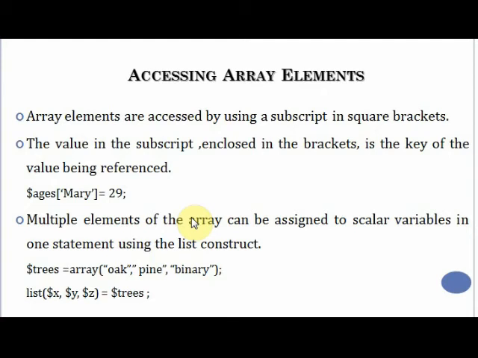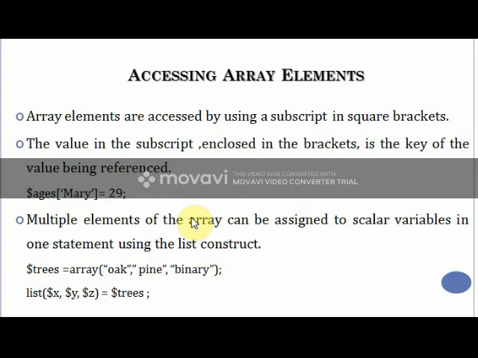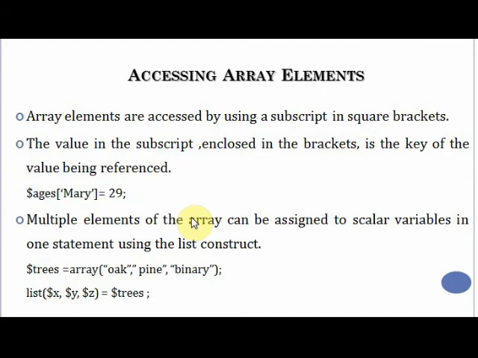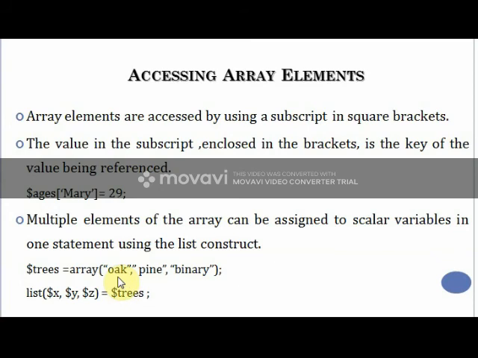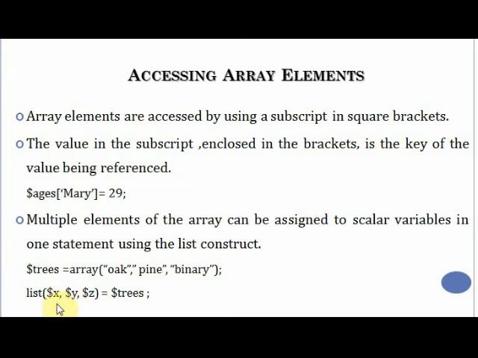Next point, multiple elements of an array can be assigned to scalar variables in one statement by using a construct called list. Just see the example here. You have an array whose name is trees, and the elements of that array are oak, pine and birch. These multiple elements of the array can be assigned to scalar variables x, y and z by using a construct called list.